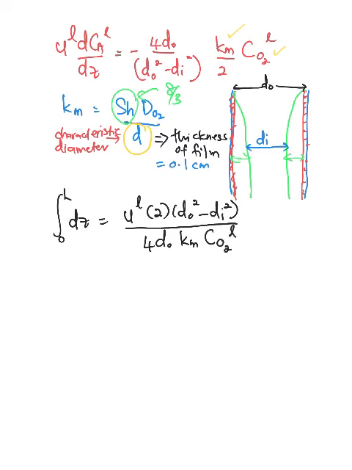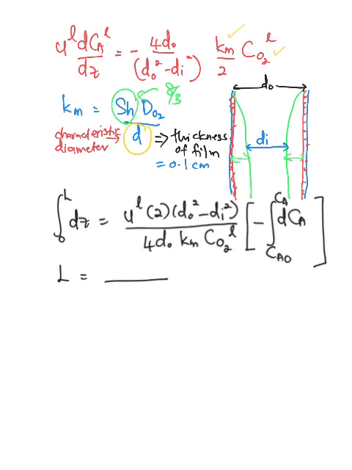Then we consider the negative sign, because we want to integrate for Ca. In brackets, negative dCA, integrate from Ca0 to Ca. So just solve this integration and you will get the length of the reactor. The unit can be centimeter, or you can change it to meter later.